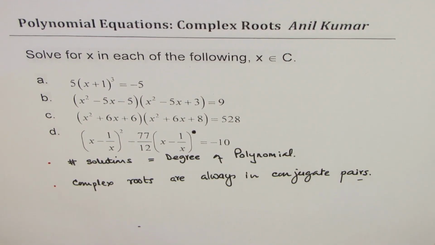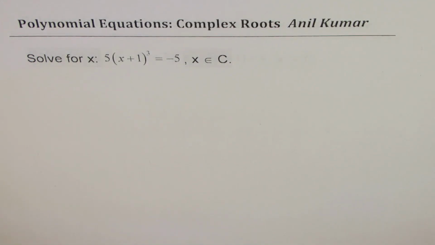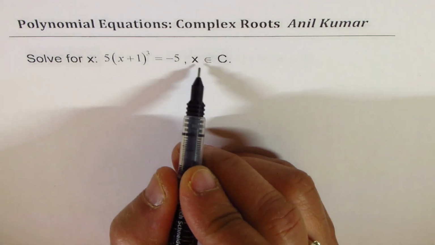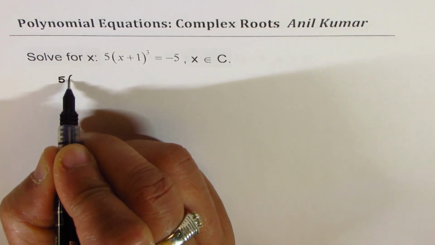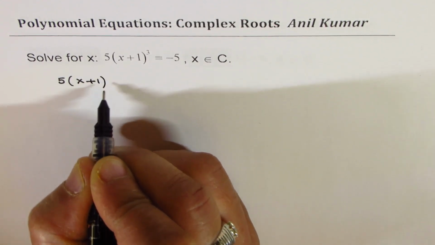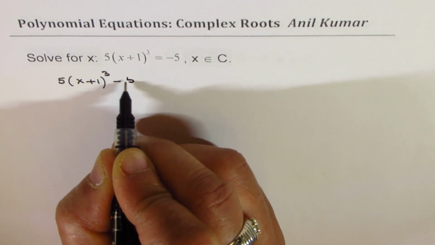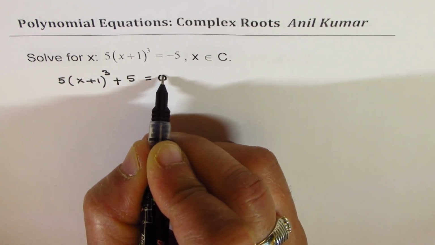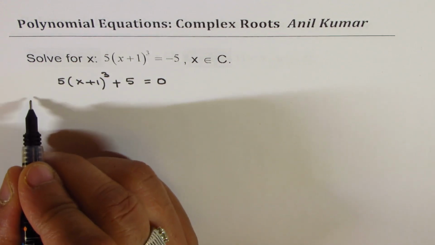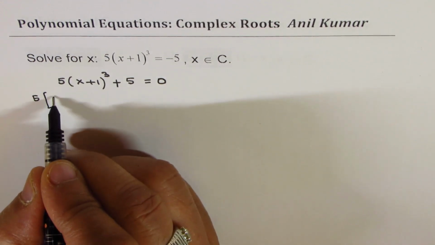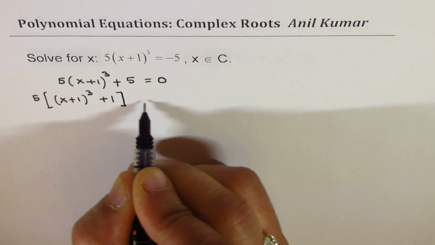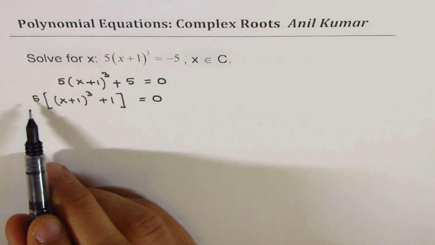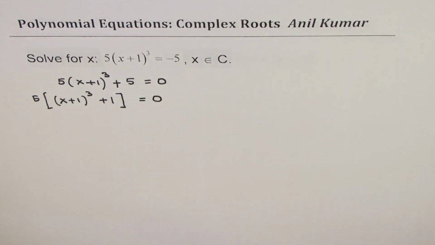So let's begin. We'll take up the very first question, which is 5 times (x plus 1) whole cube equals minus 5, where x belongs to complex numbers. Let's bring all the terms to one side. So we have 5 times (x plus 1) whole cube minus 5 becomes plus 5 equals 0. You can factor 5 out, so we get (x plus 1) whole cube plus 1 equals 0. Now 5 cannot be 0, so the inside term could be 0, correct?